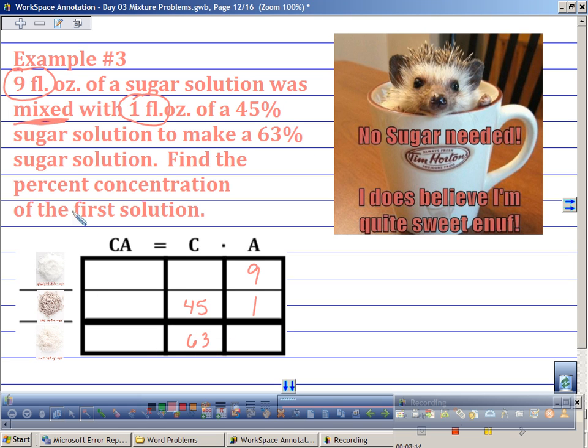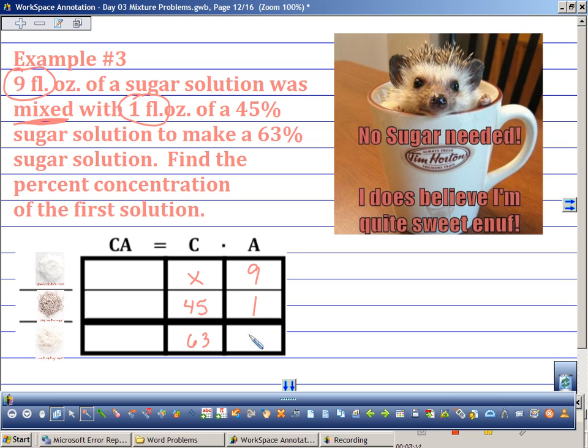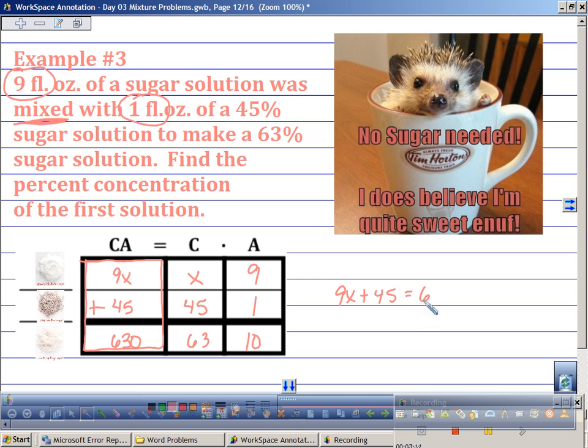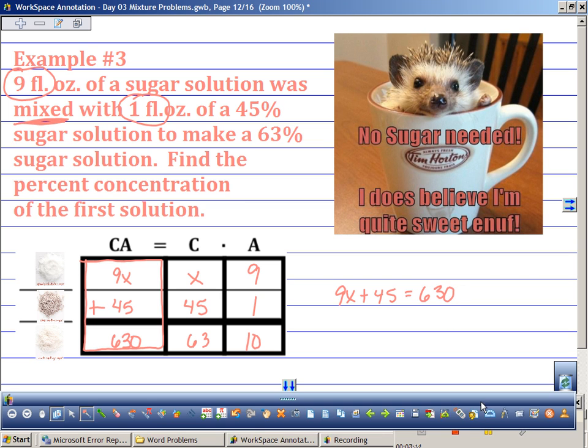Find the percent concentration of the first solution. Where does X go? Above 45. What goes here? 10. What goes here? 9. What goes here? 45. What goes here? 30. Right? Don't we add them? So my equation is 9x plus 45 equals 630. Have a great day, guys.